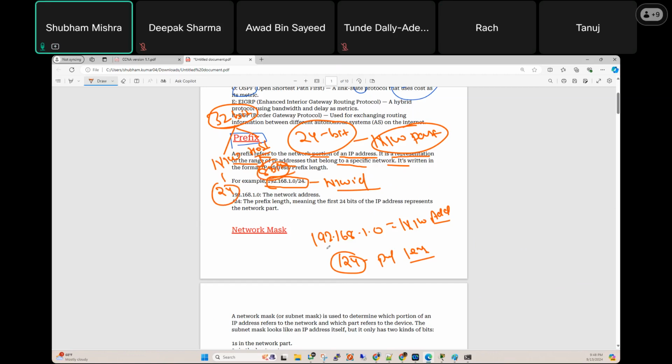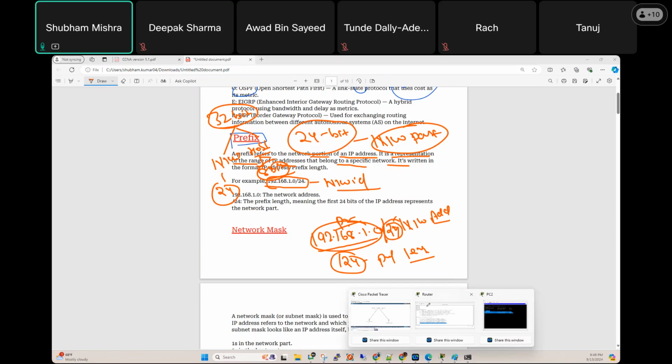So if you are getting 192.168.1.0/24, it means that is called the prefix, or you can say network address. And 24 is called the prefix length. Clear, everyone? I hope this is clear to all of you. 24 is the network prefix bits. You can understand like this: prefix means network ID.